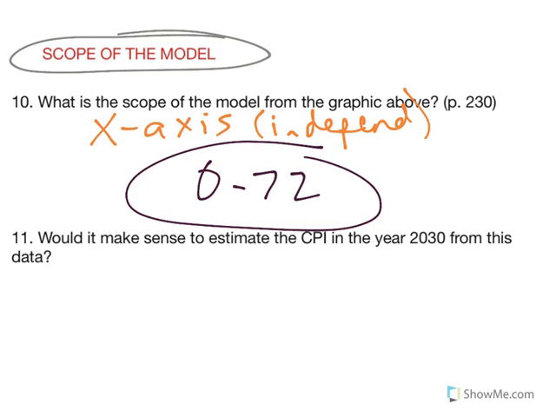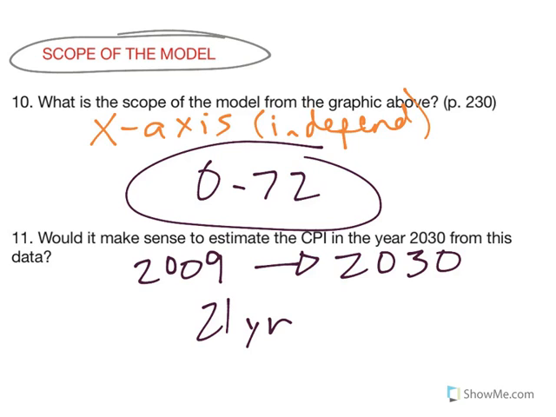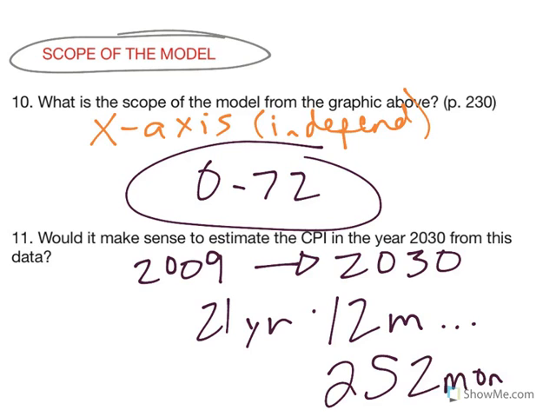lesson. Now, would it make sense to estimate the CPI in the year 2030? Well, we started this data in 2009. If we go to 2030, that's 21 years times 12 months in a year. That's 252 months. We said the scope of the model would be good to end at 72, maybe 74 if you were feeling frisky, but 252, no.